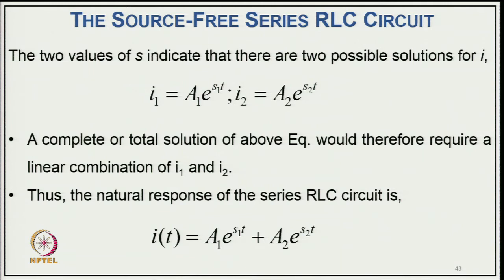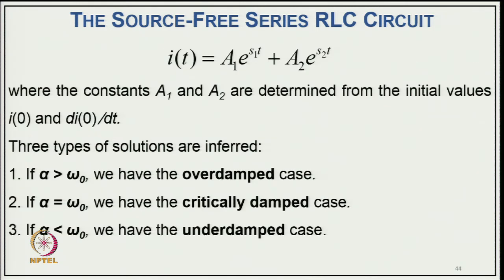A complete or total solution of this equation would therefore require a linear combination of I1 and I2. Thus, the natural response of the series RLC circuit will be I(t) equal to A1 e to power S1 t plus A2 e to power S2 t. The constants A1 and A2 are determined from the initial values of I(0) and dI(0) upon dt, and these three types of solution are inferred from this equation.